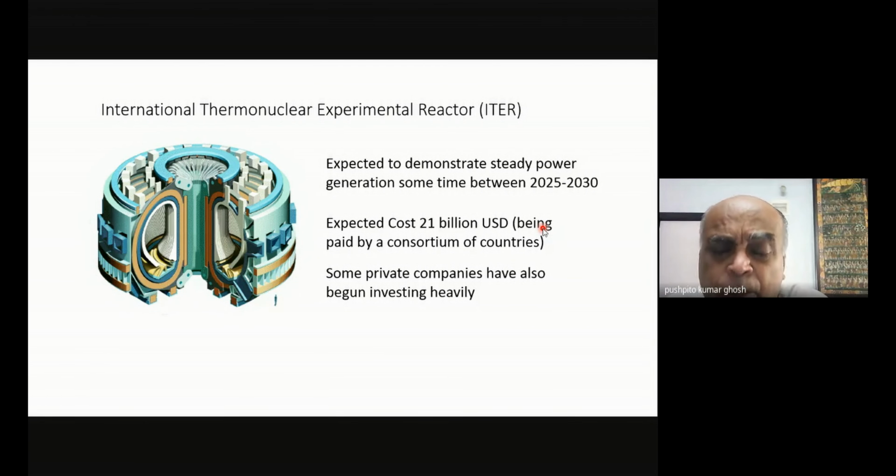Would anyone put in this kind of money unless you knew that you are really going after something very big, which can solve the world's energy problem for eternity? That's the kind of thing you're looking at. So keep this in mind.